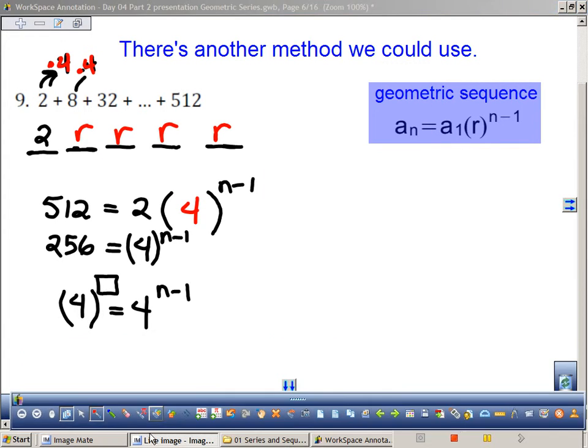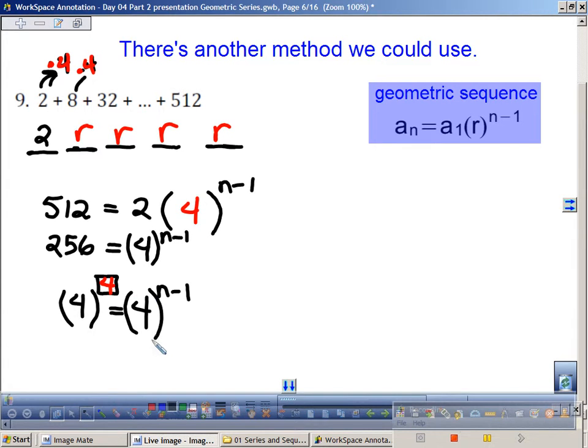Now check this out. So 4 to the 4th equals 256. So we call these common bases. They are the same. So we want to make these the same, because that's the only way an equal sign works, right? If these are the same, then these have to be the same. Okay.